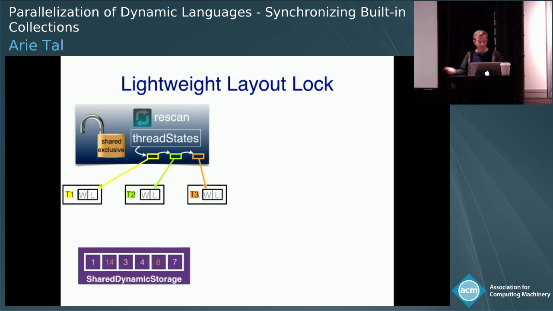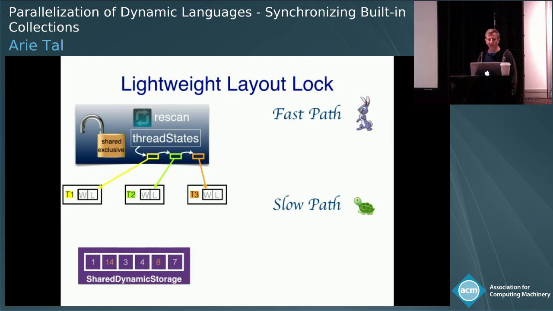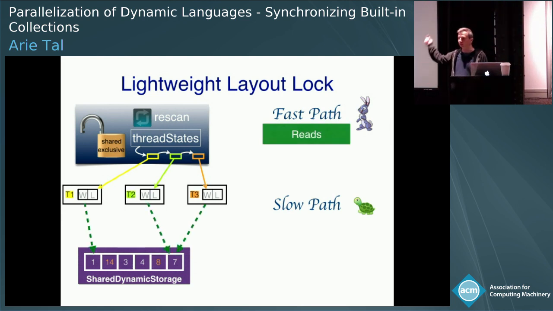A thread state basically includes 2 bits: whether a thread is writing or a layout change is active, and it's maintained by the thread itself. Threads can register dynamically with the lock. Now, the implementation of the lightweight layout lock distinguishes between a fast path and a slow path, where reads in the fast path essentially just access the data structure.